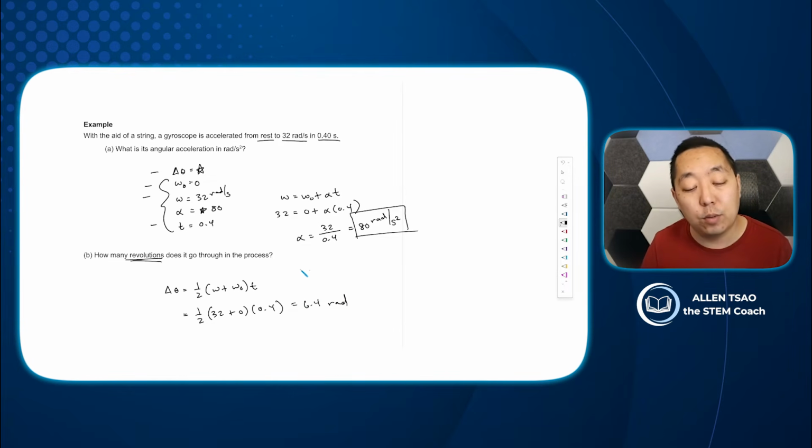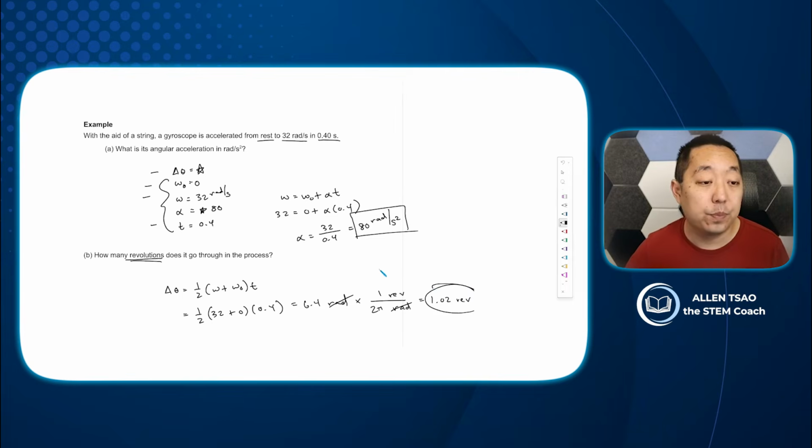But we want to convert it to revolutions, and we do our dimensional analysis for that. We say, oh, we have revolutions on the numerator, radians on the bottom. We know 1 revolution is 2 pi radians. So we're going to multiply so the radians cancel. That means I'm going to divide by 2 pi. I get about 1.02 revolutions, like that.